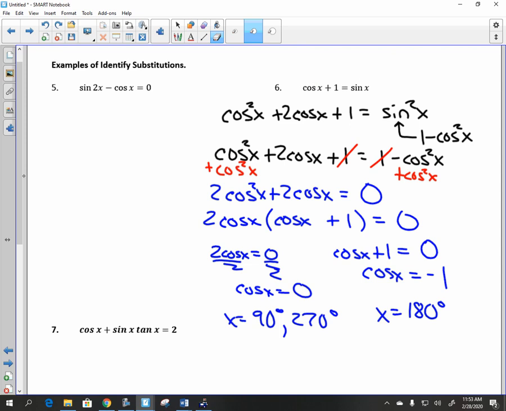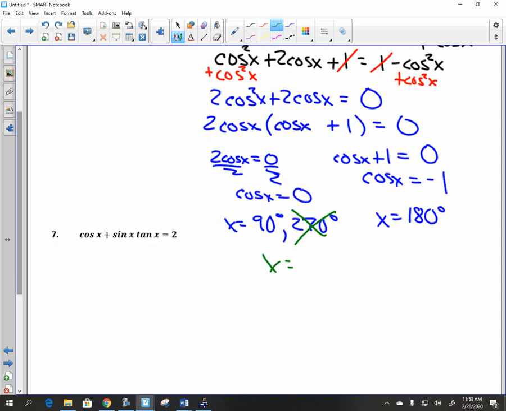Let's try 270. Cosine 270? Sine of 270. Is that true? No. So we got to get rid of the 270. 180. Cosine of 180? -1. Sine of 180. Is that true? Yes. So the solution is x is equal to 90 degrees and 180 degrees.